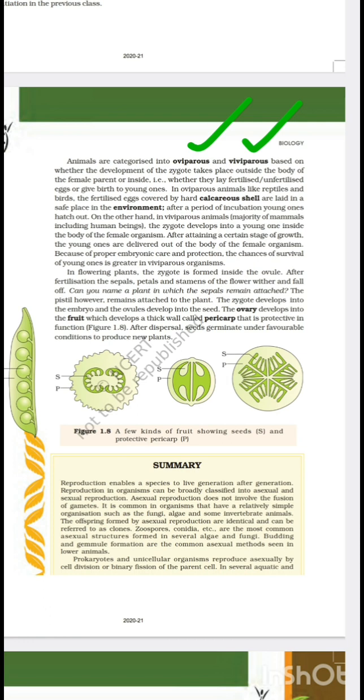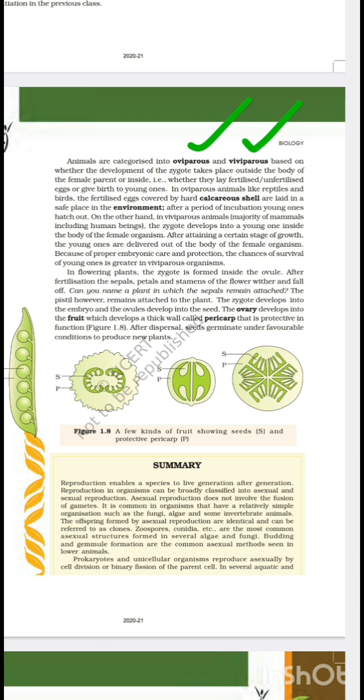On the other hand, in viviparous animals, which include the majority of mammals including human beings, the zygote develops into a young one inside the body of the female organism, the mother's womb. After attaining a certain stage of growth, the young ones are delivered out of the body of the female. Because of proper embryonic care and protection, the chances of survival of young ones are greater in viviparous organisms.